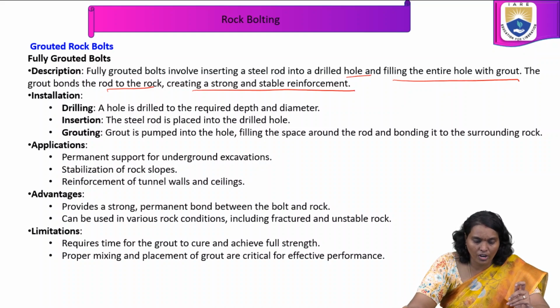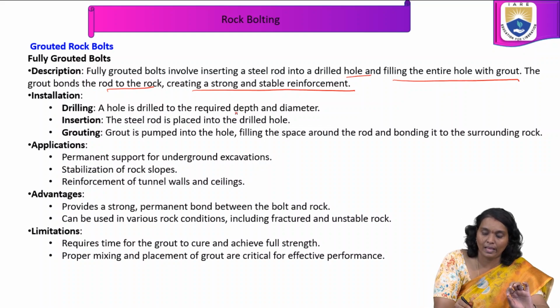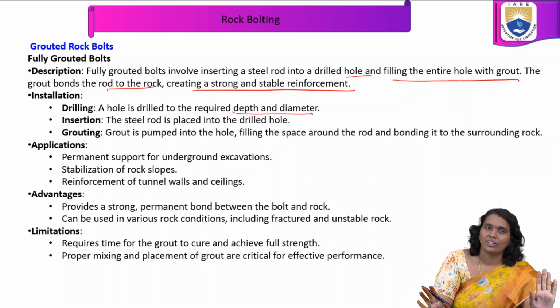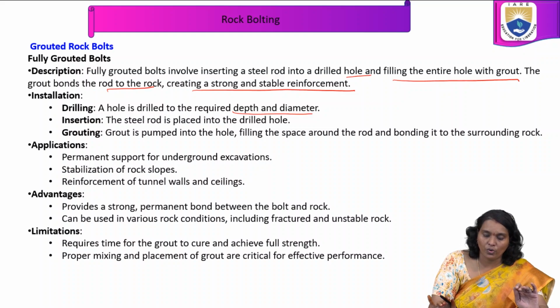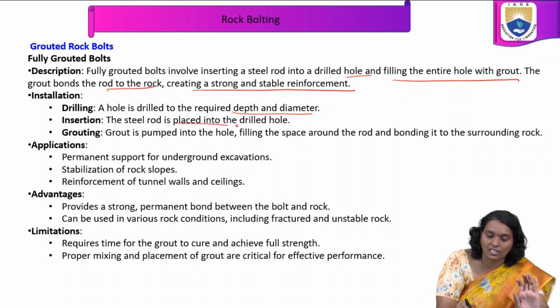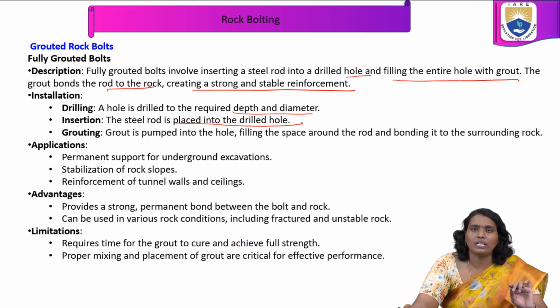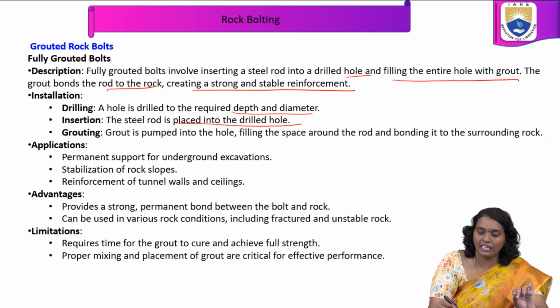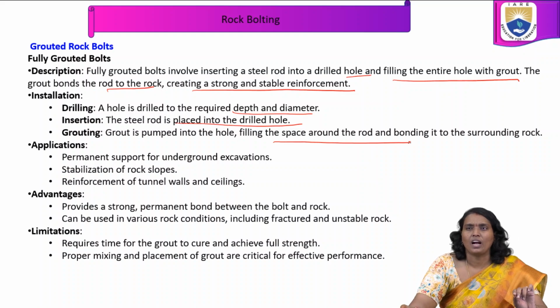Now the installation. Drilling: a hole is drilled to the required depth and diameter as per the desired properties and requirement. Then the steel rod is placed into the drilled hole. Grout is pumped into the hole, filling the space around the rod and bonding it to the surrounding rock.